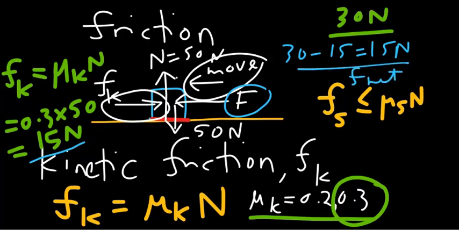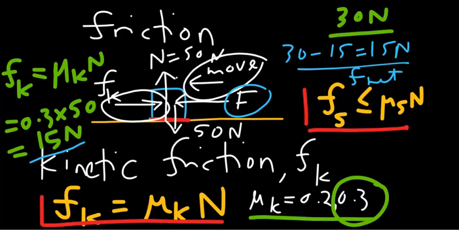So there it is. The static friction is given by that inequality, and kinetic friction is given by this equation. Static friction is a type of friction that acts on a body when the body is at rest. Kinetic friction is a type of friction that acts on a body when the object or the body is moving.